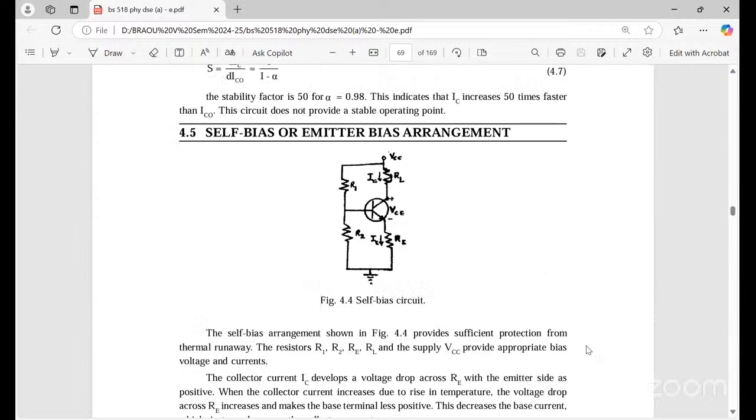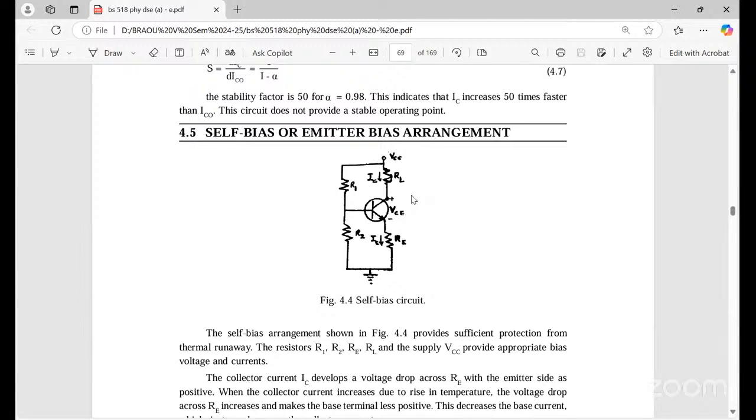What about the self bias or the emitter bias arrangement? Self bias may provide sufficient protection from thermal runaway. If more current accumulates in the collector region, the transistor is going to be damaged, that is due to thermal runaway. So to protect from thermal runaway, the resistors here are R1, R2, the emitter resistance RE, and the load resistance RL, with supply VCC, which provide appropriate bias voltage and currents. This is the transistor.